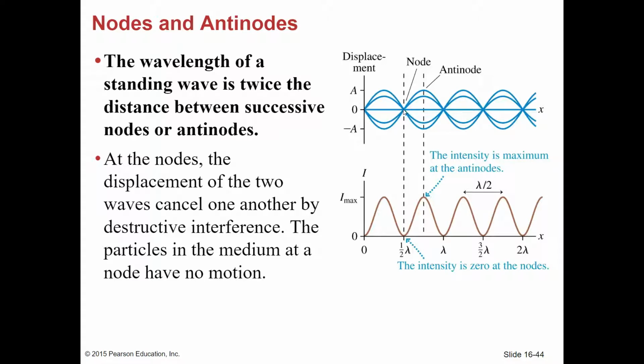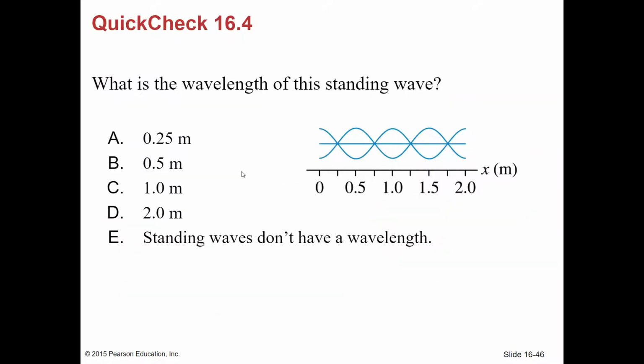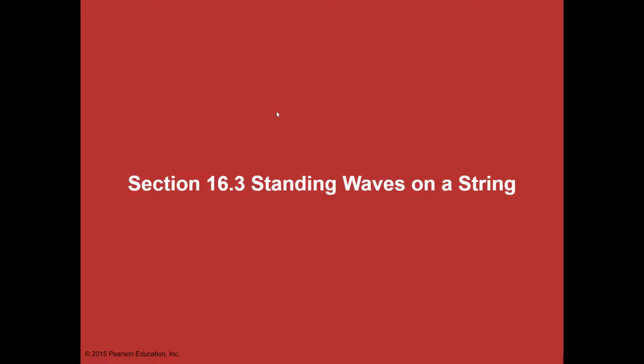This is just saying the nodes have destructive interference at all times. The intensity is maximum at points of constructive interference and zero at points of destructive interference. So this is the most intensity, as you can see with this graph, and this is the least intensity, being actually zero. So go ahead and look at this, pause the video. The answer is C. You can see from here to here, that is one wavelength.